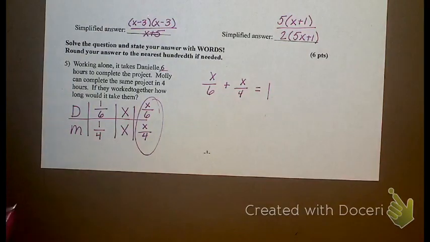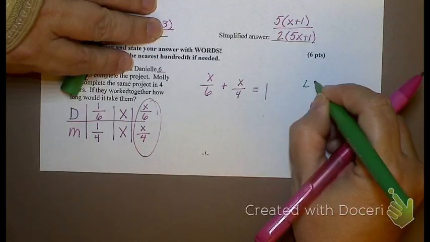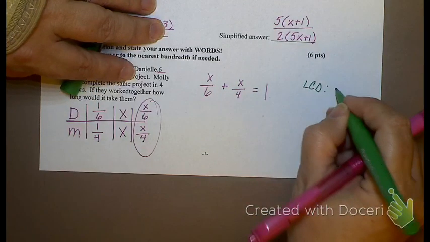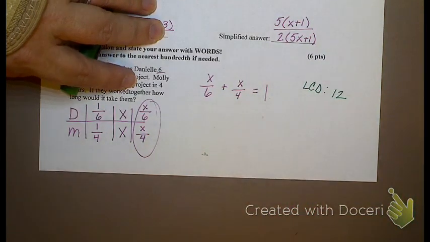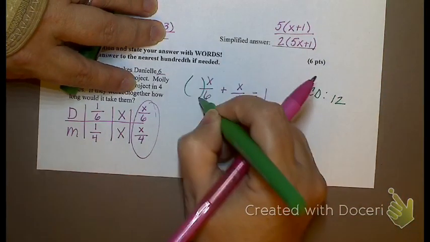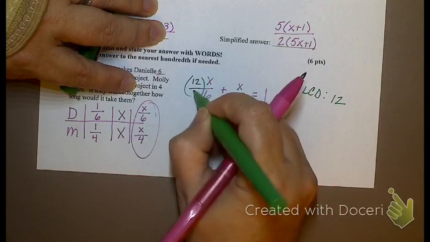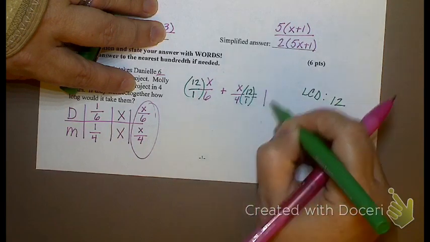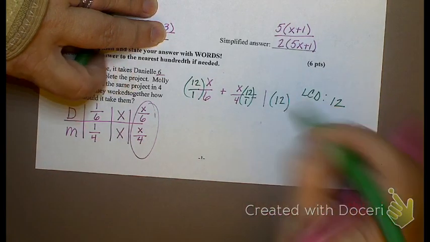Okay. What is my LCD? If I count by 6s and I count by 4s, 12 is the smallest number on both lists. So I'm going to multiply all of these by 12 over 1. And over here, I don't need to put the over 1. Yeah?